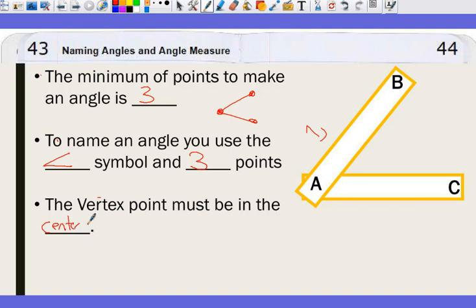Here's how I name angles. I start with my symbol. Symbol, there we go, symbol. Start with my symbol. I start with one end of the angle. I'm going to start with B.